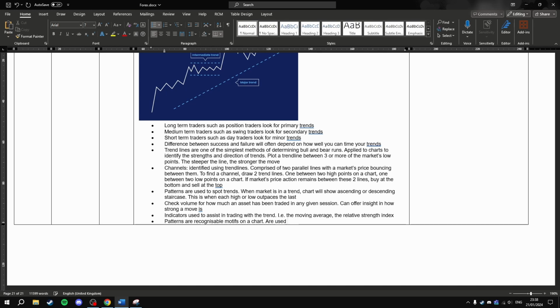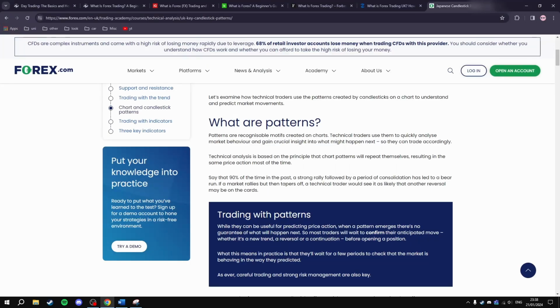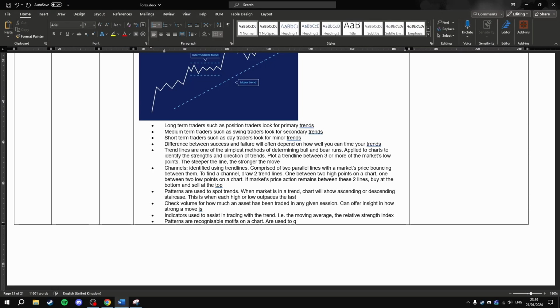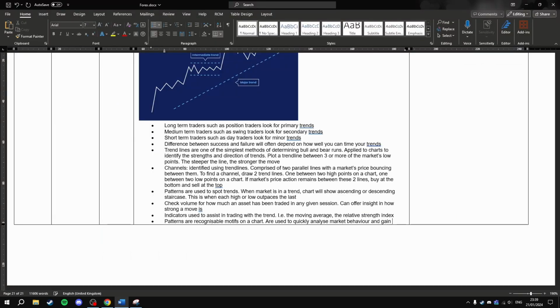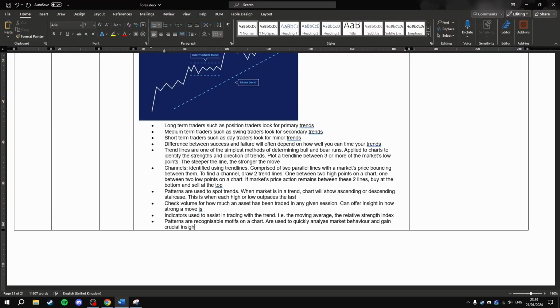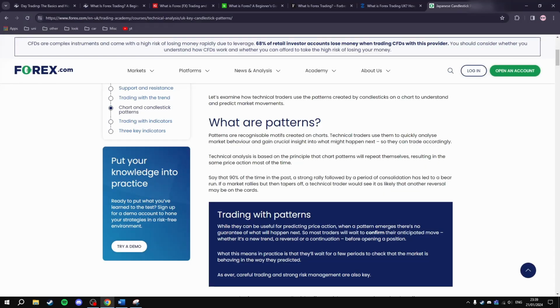Used to analyze market behavior and gain crucial insight into what might happen next.